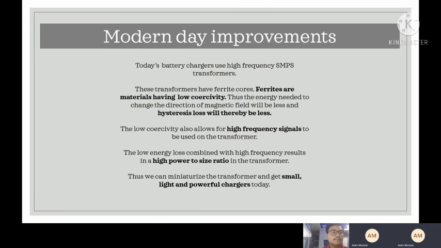In fact, in today's devices, some ferrite materials are being used which have low coercivity. Thus, the hysteresis loss will be less. We can also use high frequency signals now, which will help in increasing the power to size ratio, thus resulting in the small yet powerful chargers that we use today.